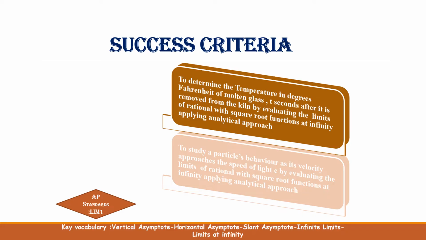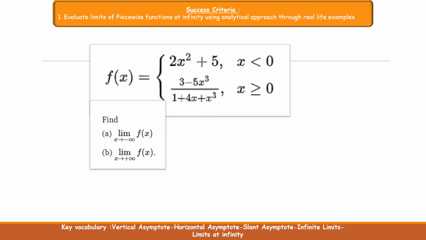Infinity, and today we are going to see how we can determine limits at infinity if a piecewise function is given to us. So here is the question: find the limit as x approaches negative infinity, where the function is a piecewise containing two equations. One equation is a polynomial function and the other, you can see, is a rational function.